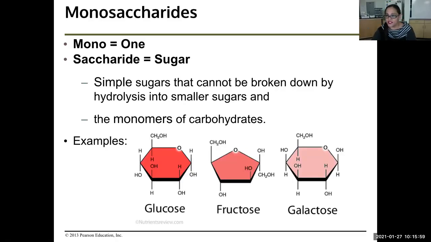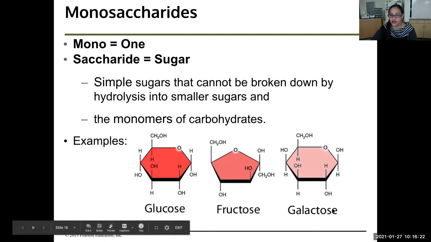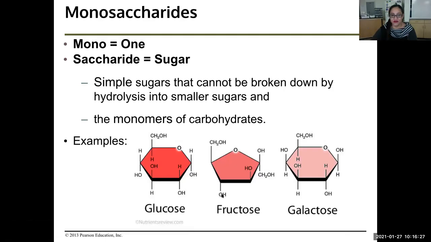And there's that CH again that sounds like a K. Always in science words, when you see CH, it sounds like a K. So monosaccharides are simple sugars that cannot be broken down by hydrolysis into smaller sugars. They are also the monomers of carbohydrates, and you have three main monosaccharides: glucose, fructose, and galactose. And I know they all kind of look the same, but if you look at their branches, fructose has a branch right here.